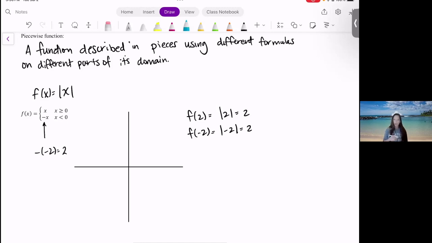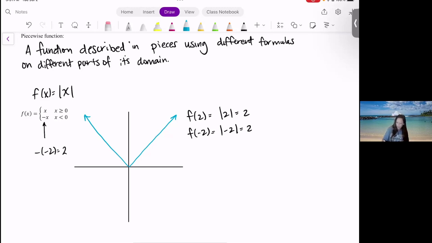The graph of f of x equals x is a straight line with slope of 1 that goes through the origin. And negative x has a slope of negative 1, also goes through the origin. And it's just the mirror image. And that's a piecewise function. So for x greater than or equal to 0, I've got positive x, and for x less than 0, I've got negative x. At the origin, notice that the graph connects. And when you're talking about 0, the absolute value of 0 is 0.